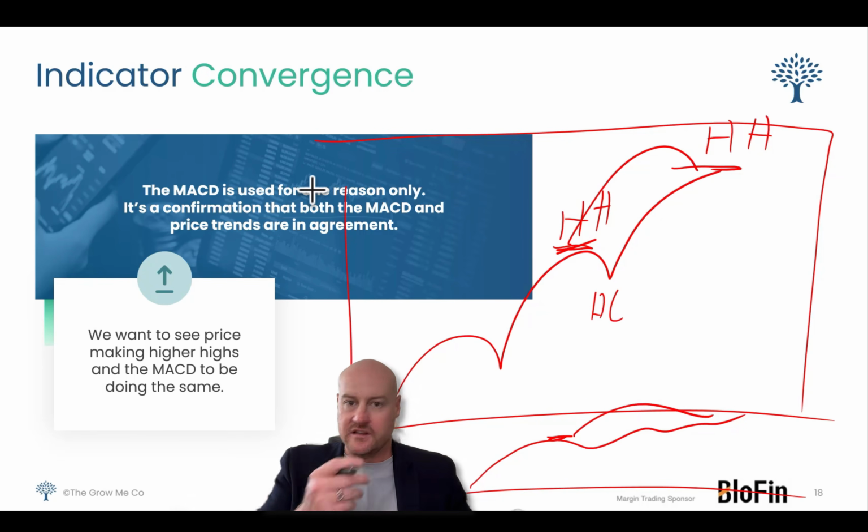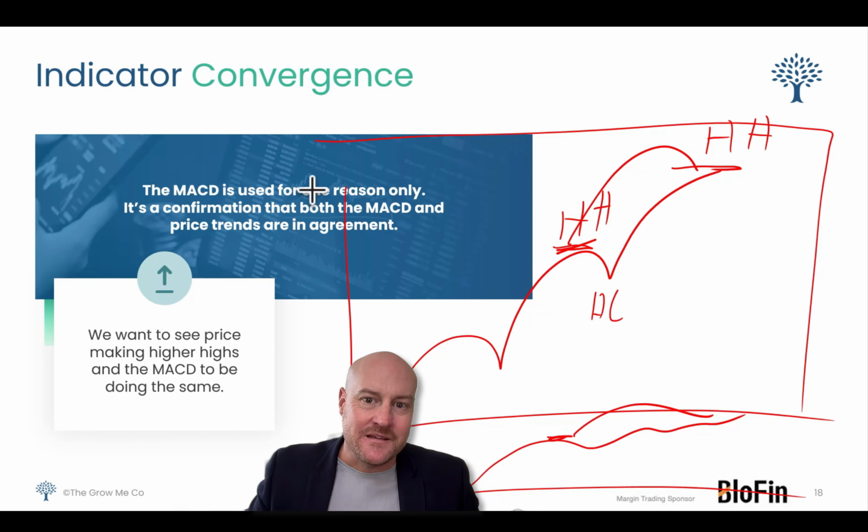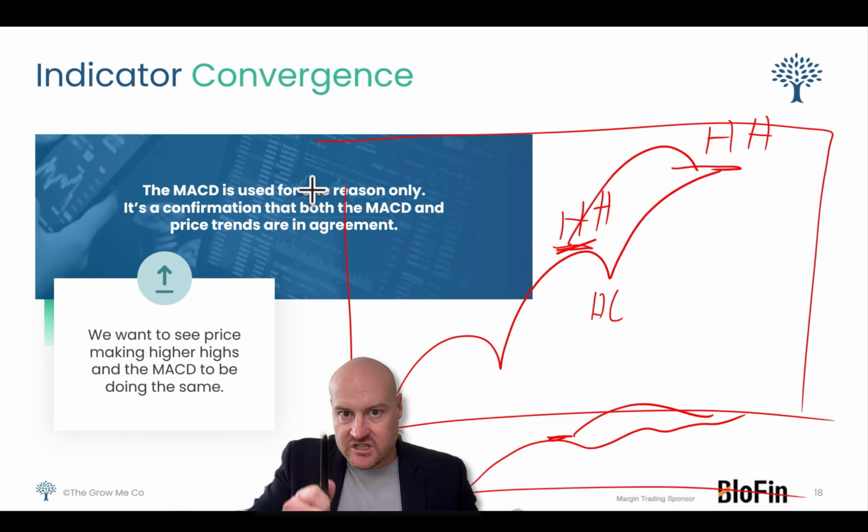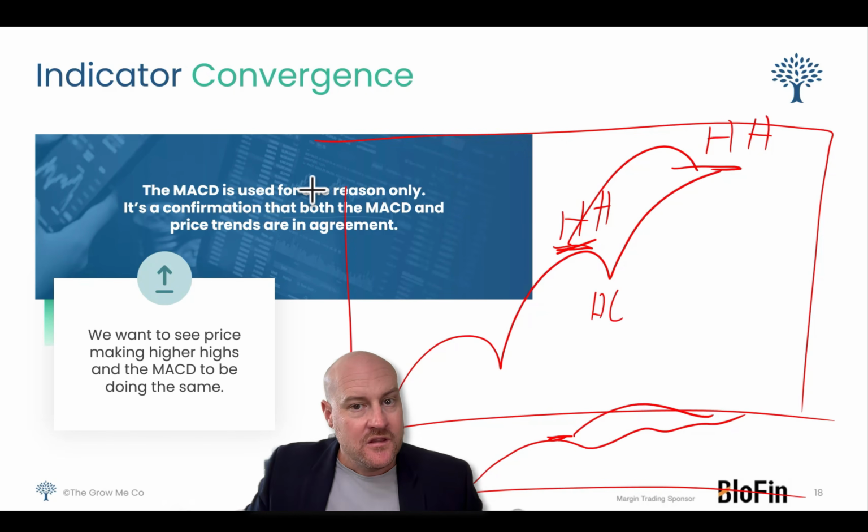And let me make it very clear. If you're taking any notes, write this down. I want my MACD to agree with price. The reason I said it so clearly that way is that I'm not looking for price to agree with MACD. The price comes first. So the MACD has to agree with price.